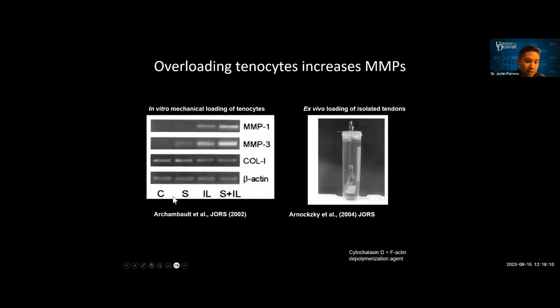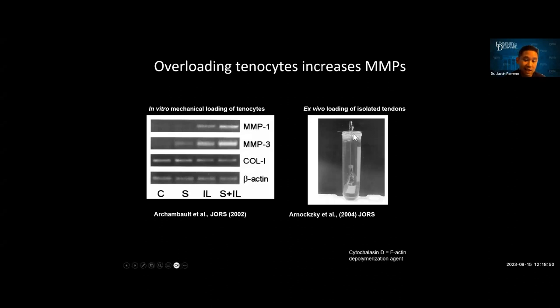And what they found was that by applying stretch, as compared to the control cells, there's an increase in the production of matrix metalloproteinase 3. You can get this increase in matrix metalloproteinase 3 by also treating with the inflammatory cytokine interleukin 1 beta. So here you can see there's an increase in matrix metalloproteinase 3 as well as 1 with stimulation by interleukin. In conjunction, if you apply stretch and interleukin, you see an even greater increase in the production of matrix metalloproteinases MMP1 and 3.